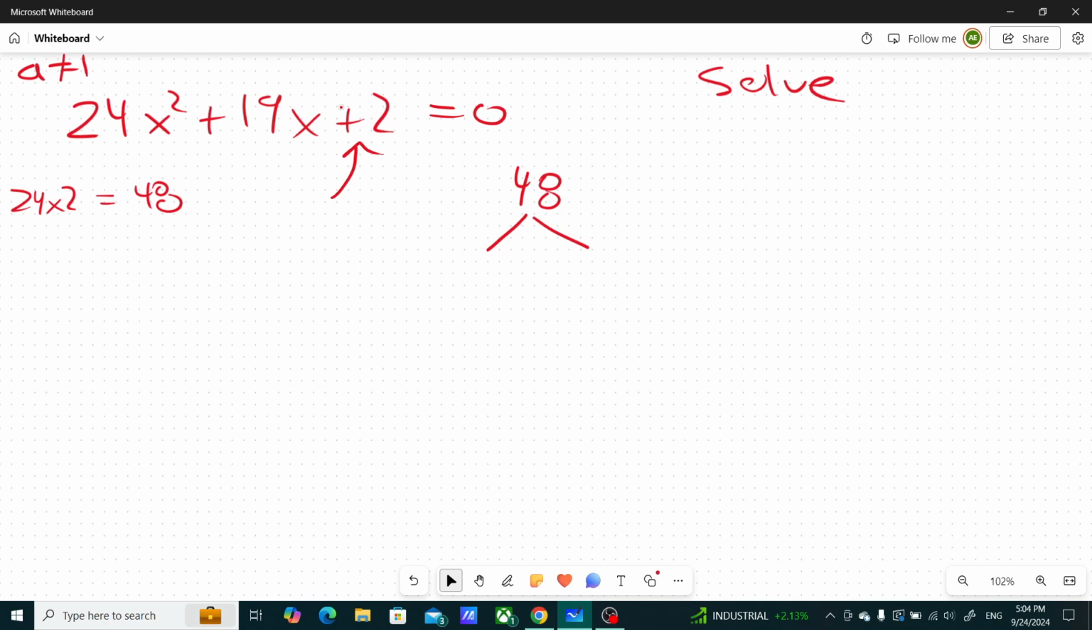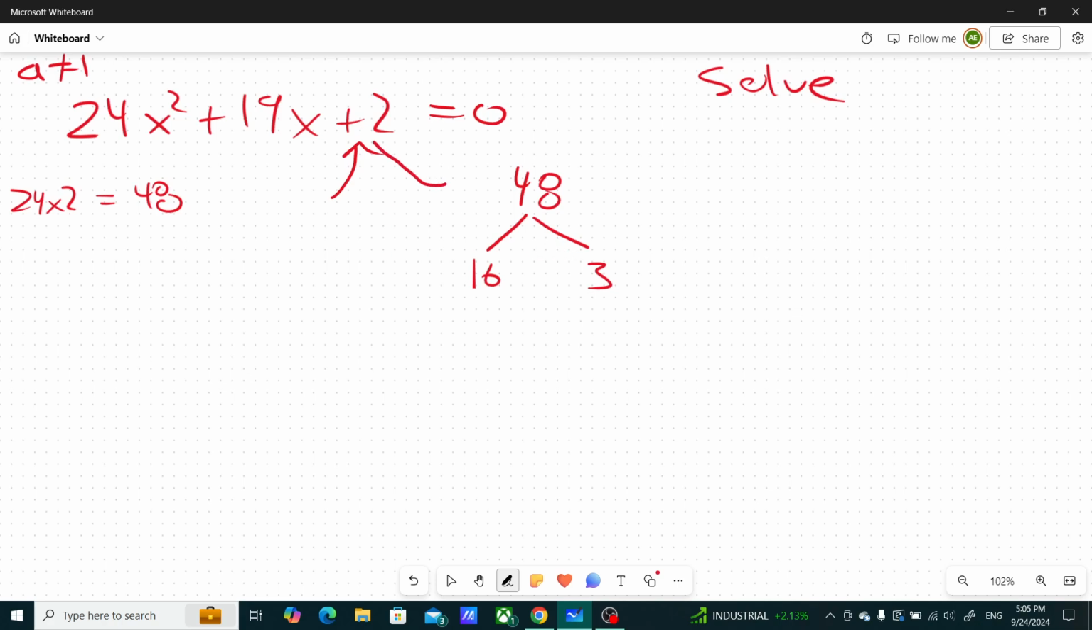So we can try 48 divide, let's say, 8. No. 48 divide 9. Divide 12. No. Divide 13. No. This is a trial and error basically. Divide 16. Yes. So I know that 16 times 3 is going to give me 48, and I know that 16 plus 3 is going to give me 19. So these are my two factors.